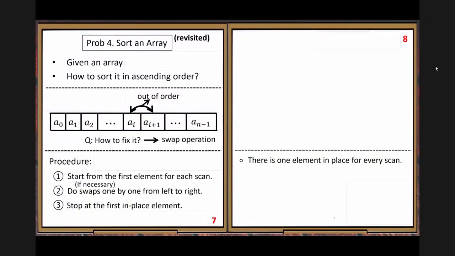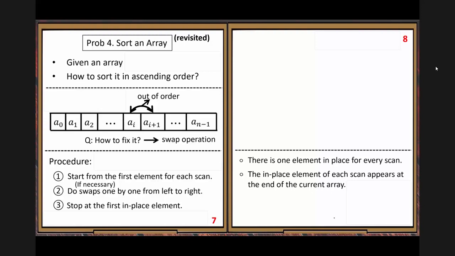Our observation: there is one element in place for every scan. So when we do that, local checking first, checking for inversion. If there is an inversion, then we swap them. So there is one element in place for every scan. The last one is guaranteed to be in place. The in-place element of each scan appears at the end of the current array.